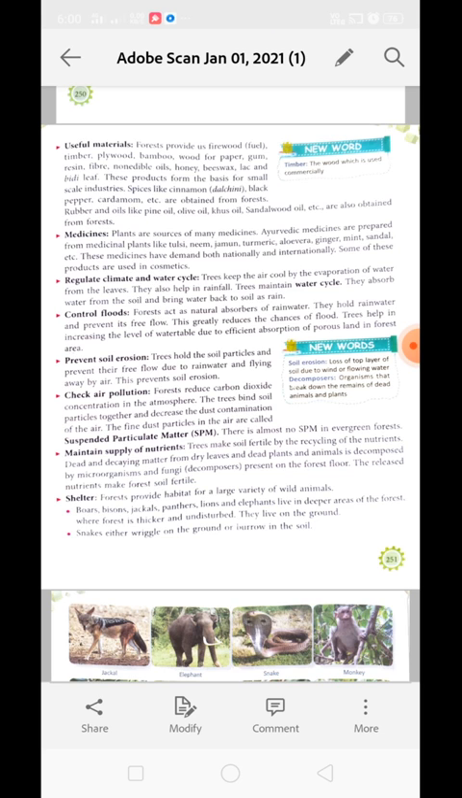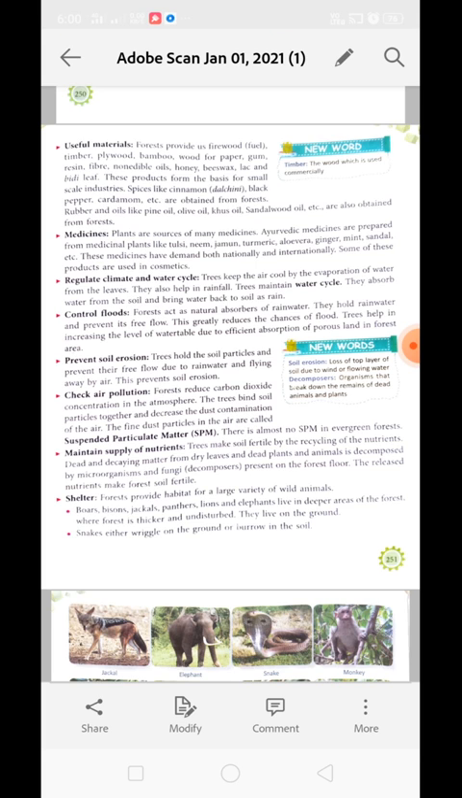Trees keep the air cool by evaporation of water from the leaf. We know that water is lost from the leaf in the form of transpiration, in the process of transpiration. Okay, so whenever water is released from the leaf, it becomes a part of the environment, and in terms of that, making the environment a little bit cold. They also help in rainfall.